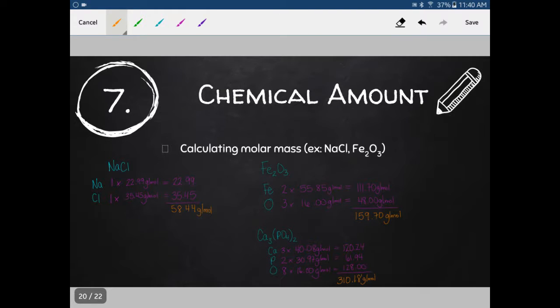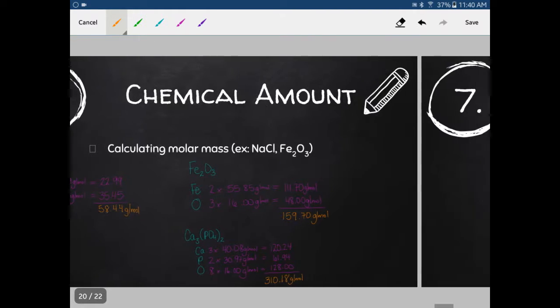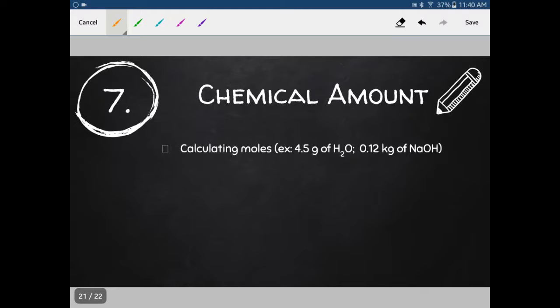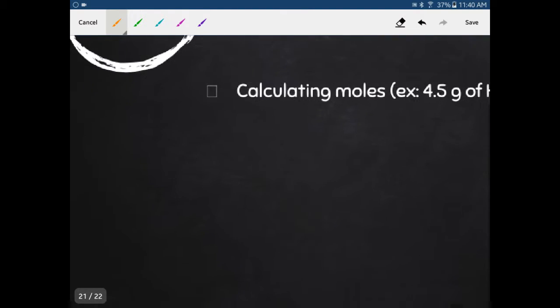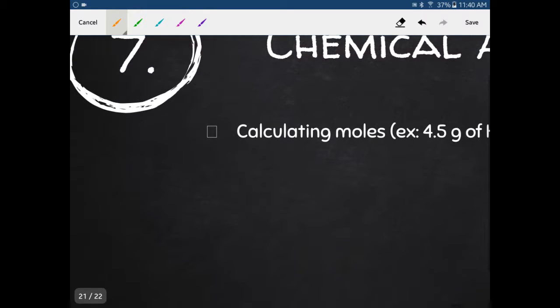All right, so now that we know how to calculate molar mass, let's take a look at how to calculate moles. So we'll take a look at these 2 examples here. Now we have to remember that we're using our mole formula, which is moles, which equals mass over molar mass.